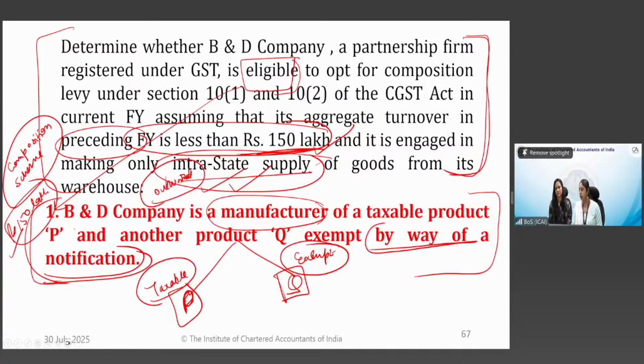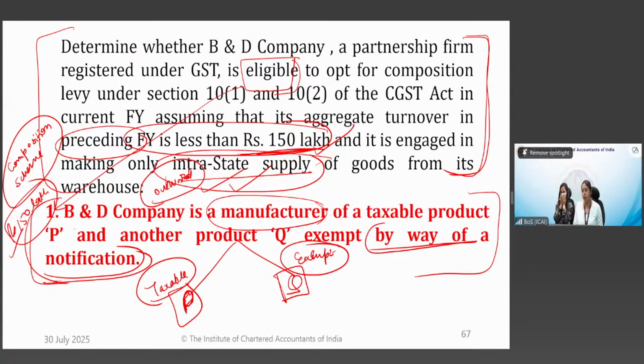Prashant is saying it is eligible. I think you want to say eligible. Prashant is saying 75 lakhs; Prashant, that is only for the special category states. But for other states, it is 150 lakhs turnover. But you are right, the 75 lakhs turnover is also applicable. Now, can you tell us whether B&D company will be eligible for composition scheme or not?